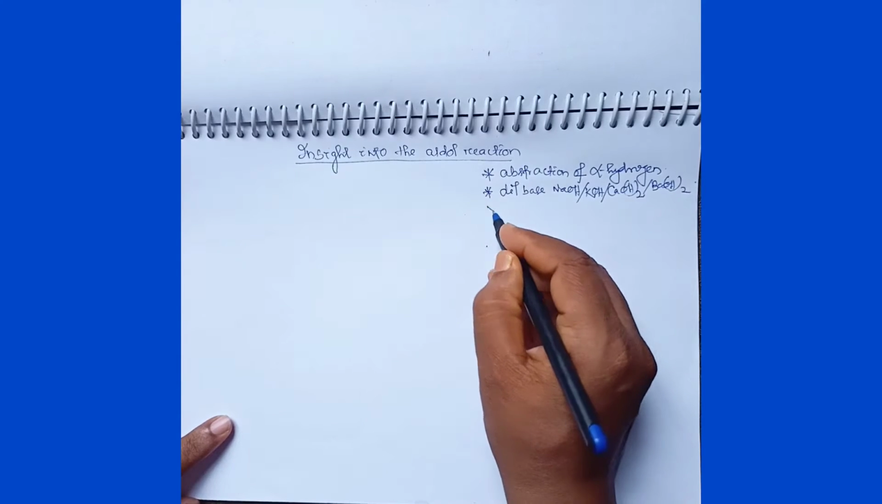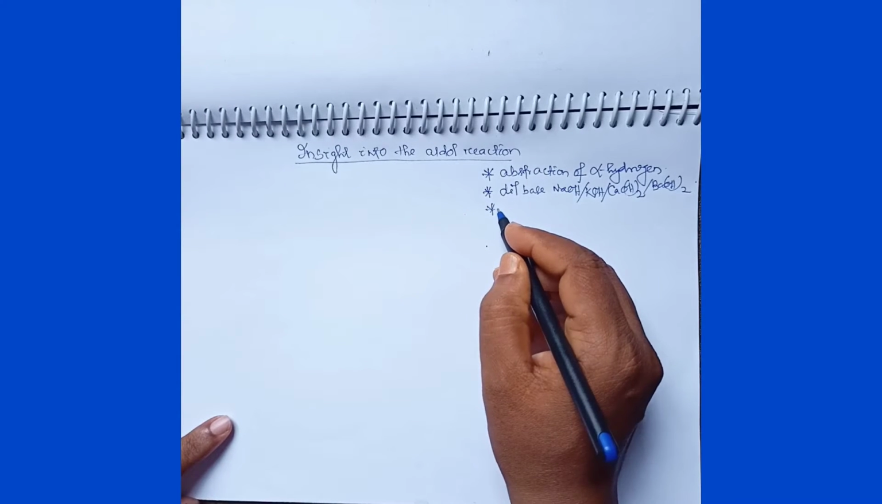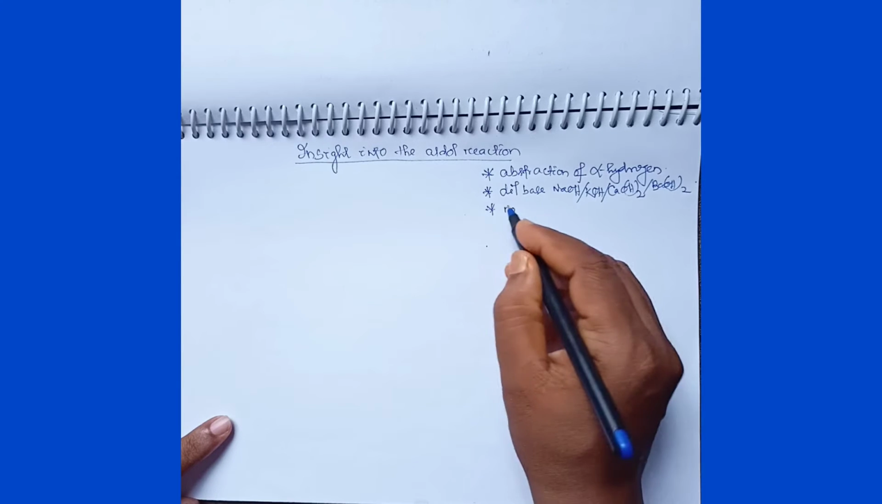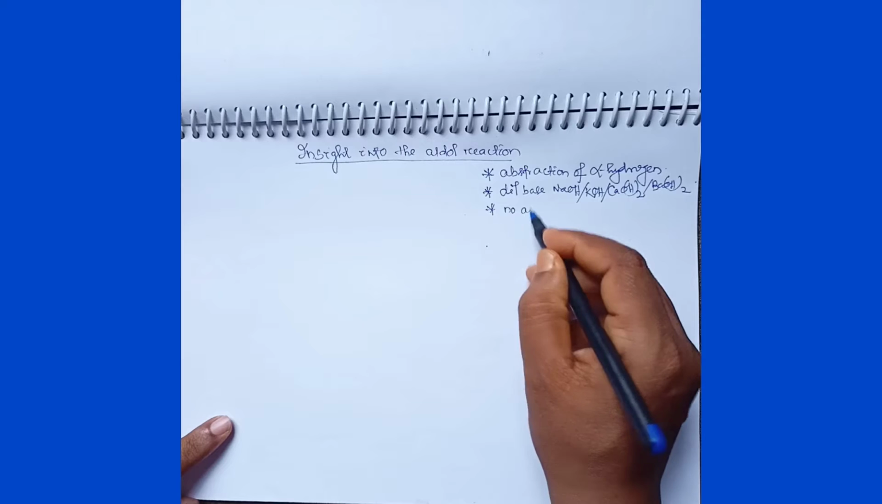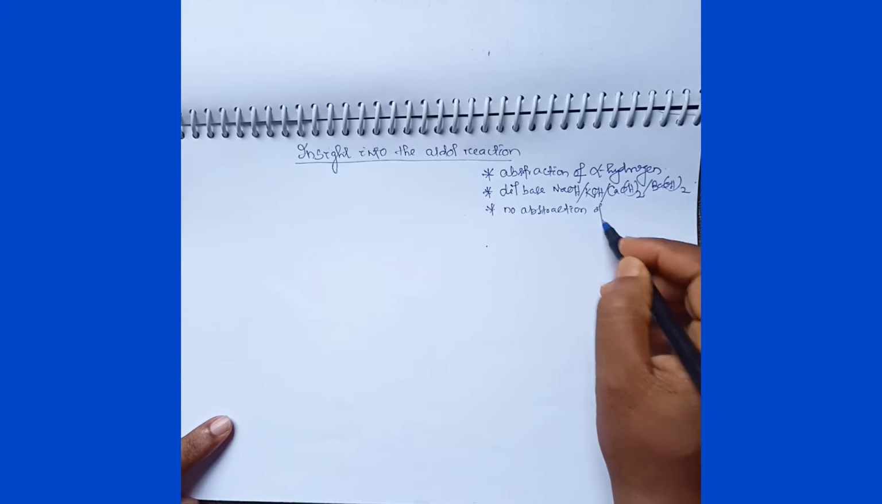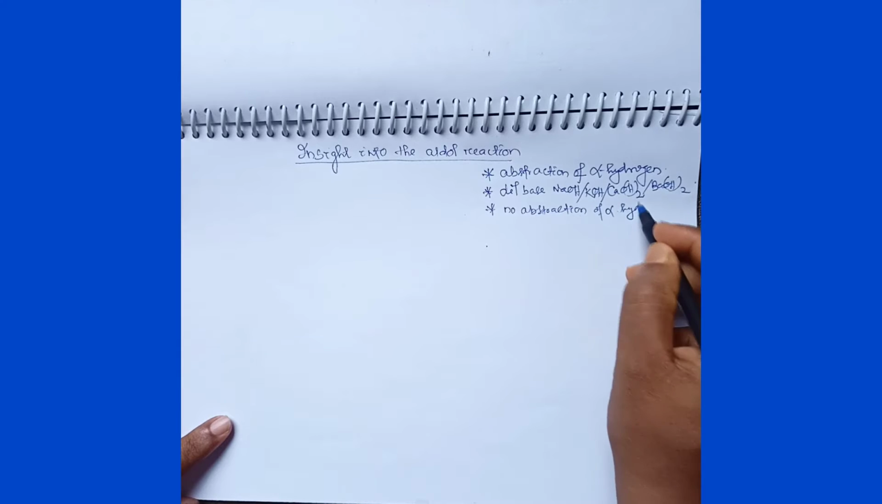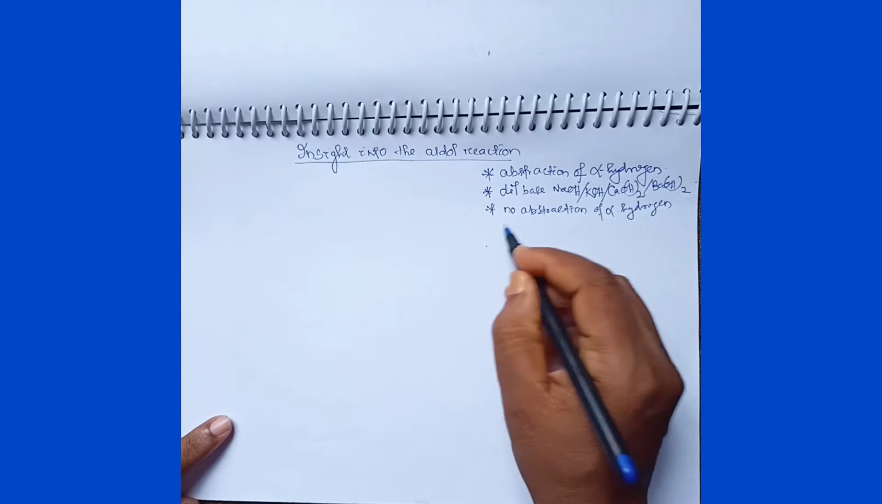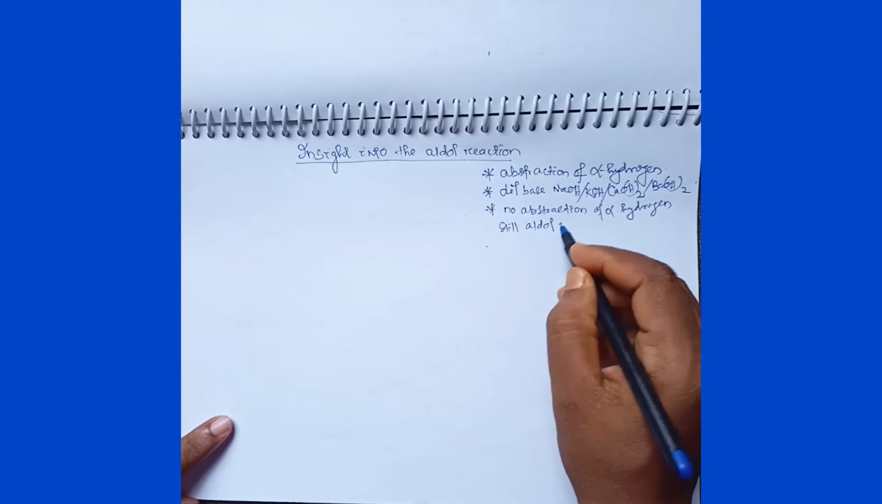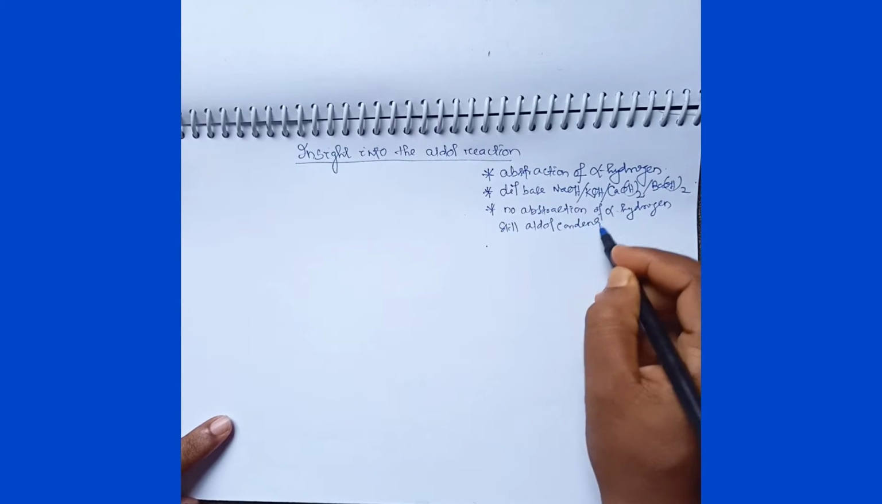Now, we will have some discussion. Though alpha hydrogen is necessary for aldol condensation, I will discuss one example where there is no abstraction of alpha hydrogen, still aldol condensation takes place.